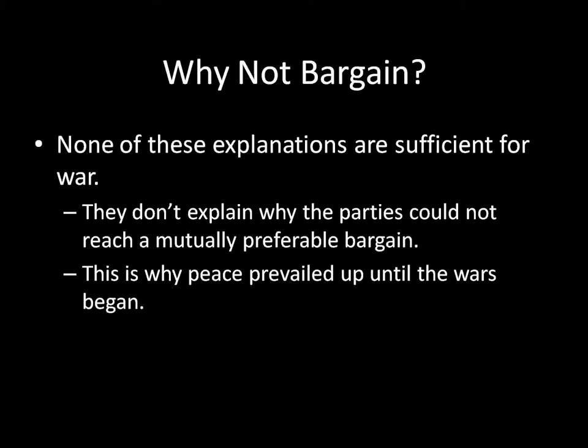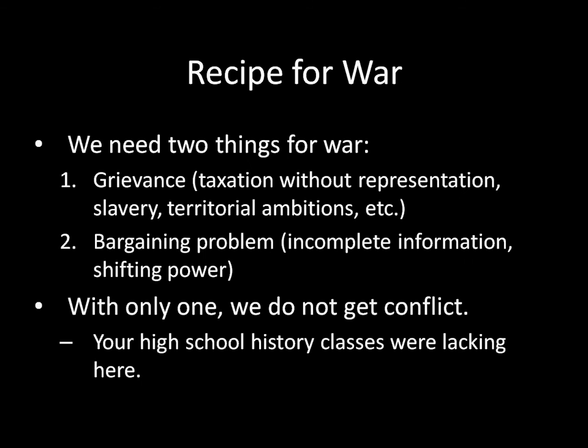You do not have a sufficient explanation for war, a sufficient cause for war. So overall, the recipe for war is twofold. You need two things for war to occur. You need grievance, which is the thing that textbooks normally focus on, like taxation without representation, slavery, territorial ambitions, and so forth. And you also need a bargaining problem, the things that we've been focusing on in this unit, like incomplete information and shifting power.